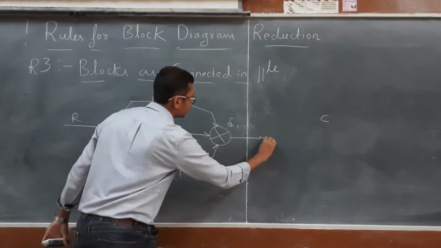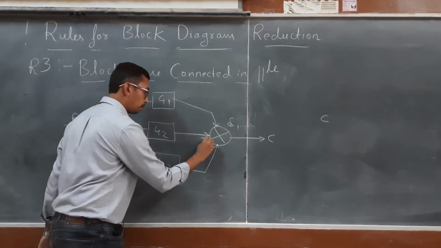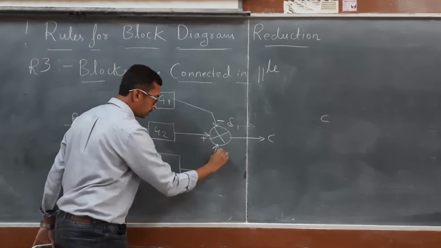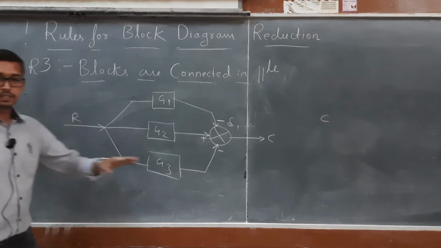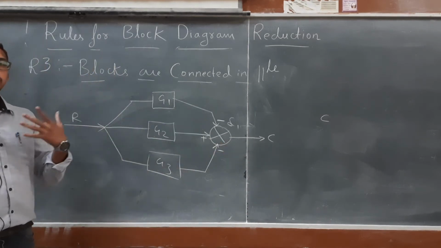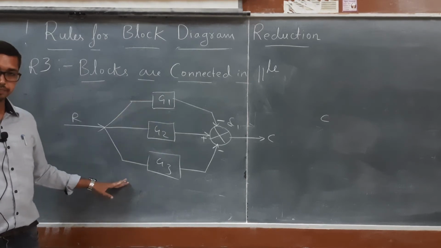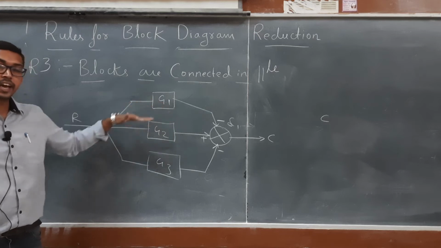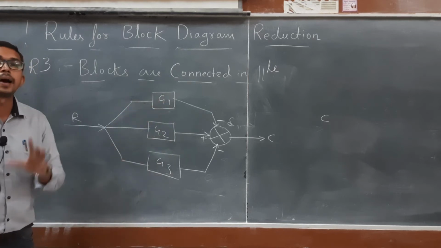Okay, so C will be the output. Here it will be a plus. I am just taking an example. So R is the input and C is the output. Here we have different blocks G1, G2 and G3. Now this can be said as these 3 blocks are in parallel.